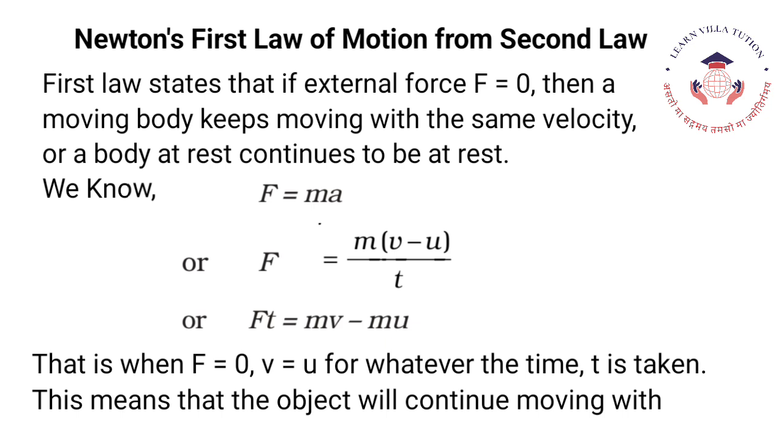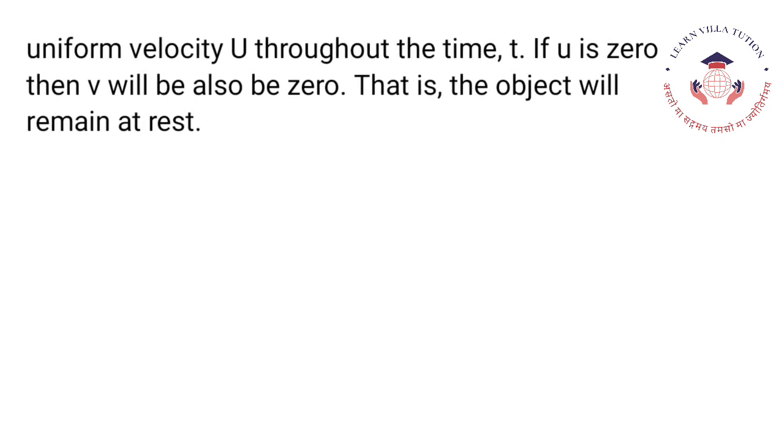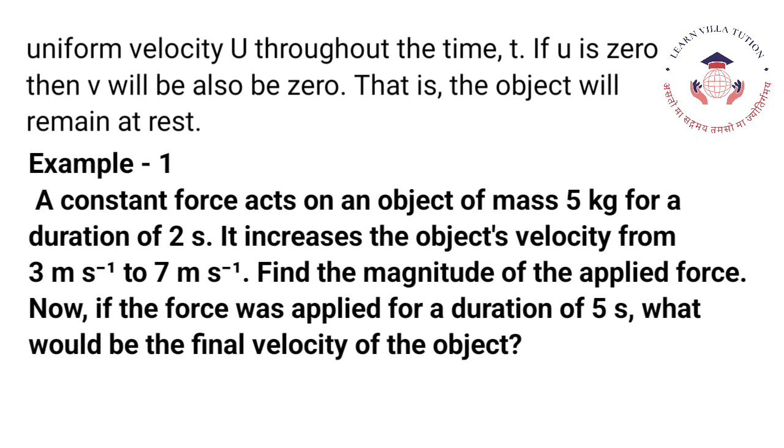That is, when F is equal to 0, v is equal to u for whatever the time t is taken. This means that the object will continue moving with uniform velocity u throughout the time t. If u is 0, then v will also be 0. That is, the object will remain at rest.